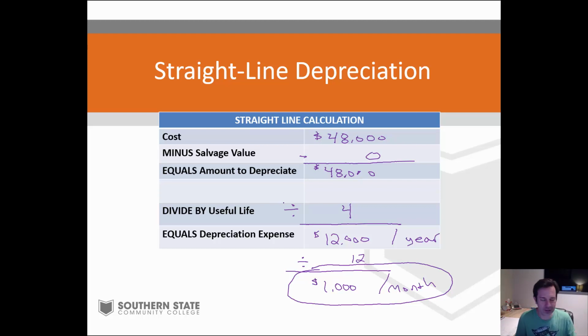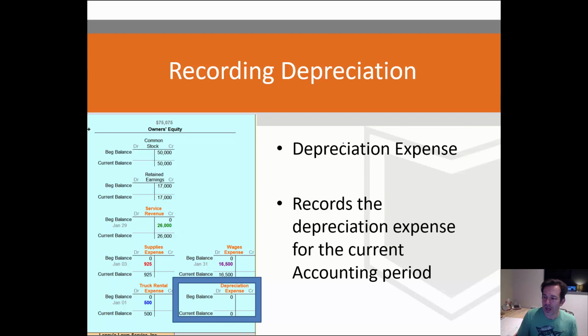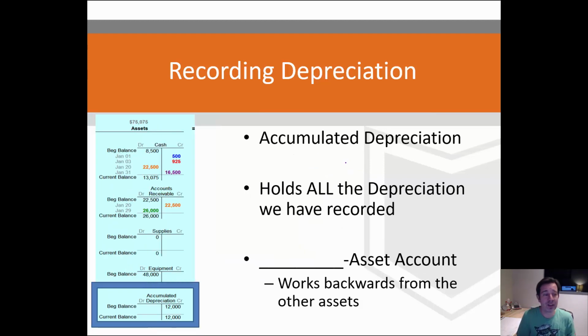Here's how it works from a journal entry and accounting standpoint. We have the expense account. And again, just like all the other expense accounts we've learned about, we're going to be making a debit to that to record our monthly depreciation. All right? That reflects the amount of depreciation we have in the current period that just happened in the period we're in. The offset, the credit side of that, is something called accumulated depreciation. It sounds exactly like what it is. It's accumulated. It's all of it added together. It holds up all the depreciation we've recorded over the life of the asset.